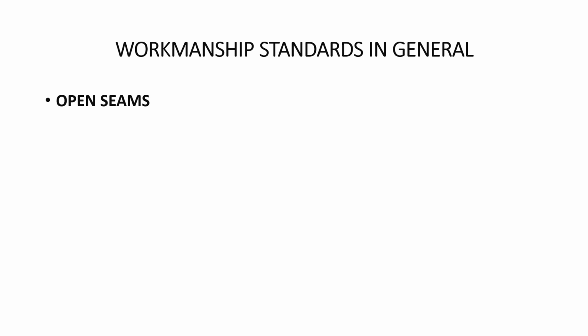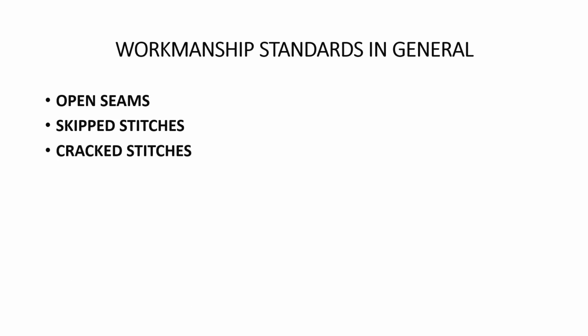So one of the important areas in workmanship is the open seams, then skip stitches, then cracked stitches, stitches per inch. So these are all very important terminologies associated with making a garment, and we call it the workmanship of the garment. And that also includes the various kinds of seams, like an uneven seam is also included in the workmanship.